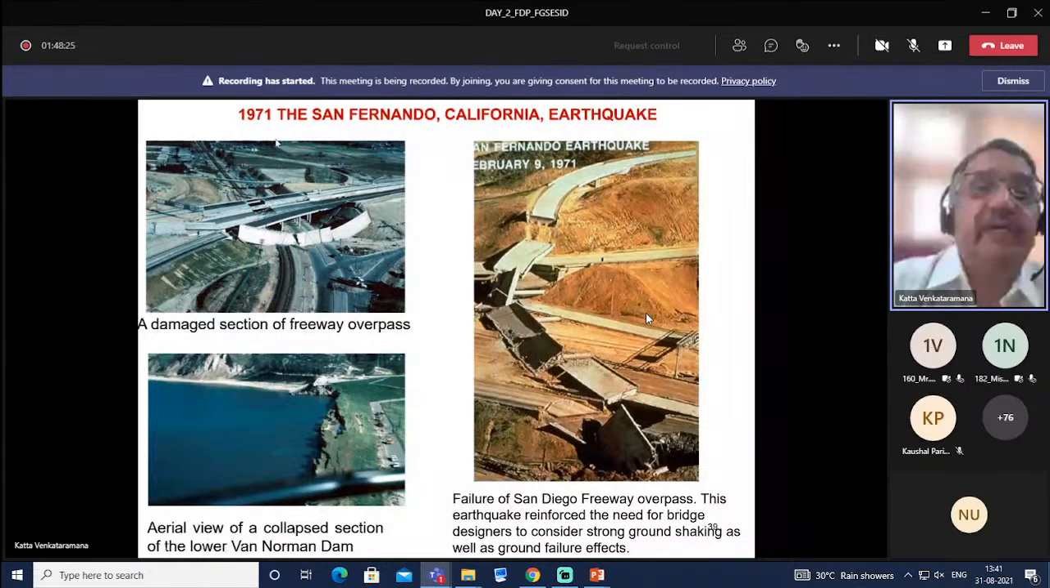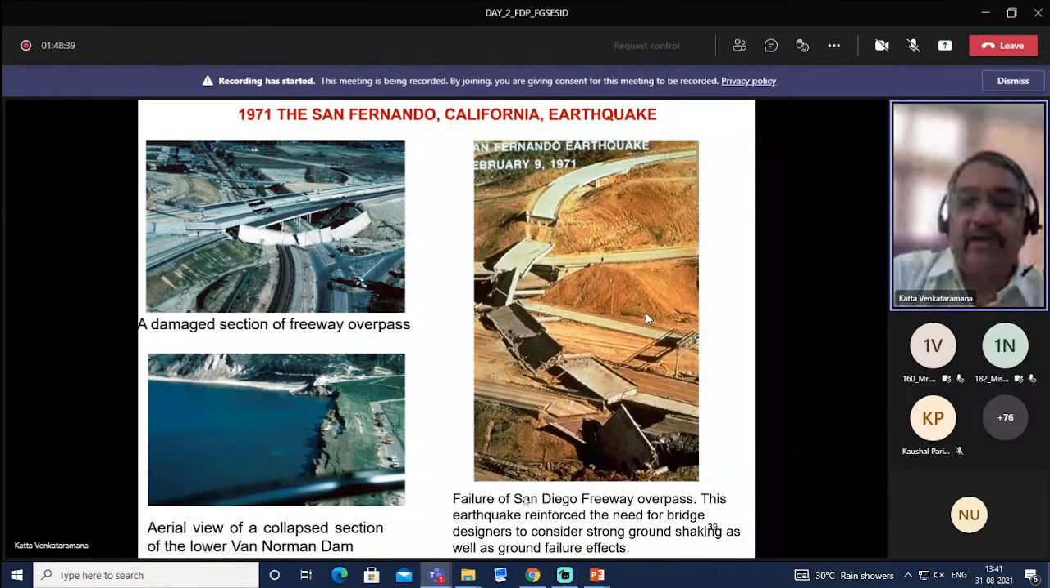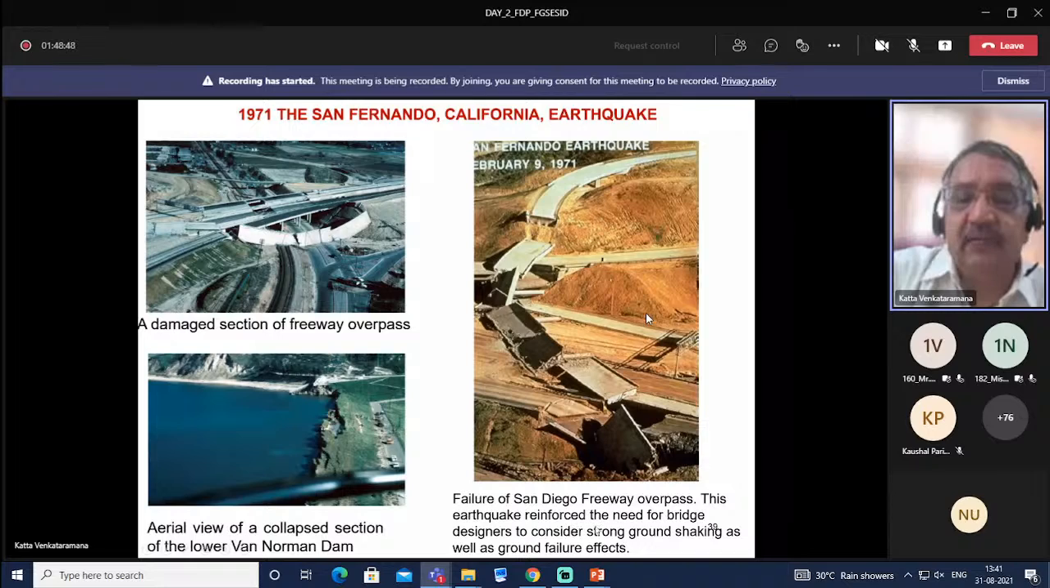This is damage from the 1971 San Fernando, California earthquake, a damaged section of freeway overpass. You can see here piers collapse. Failure of the San Diego freeway overpass. This earthquake reinforced the need for bridge designers to consider strong ground shaking as well as ground failure.